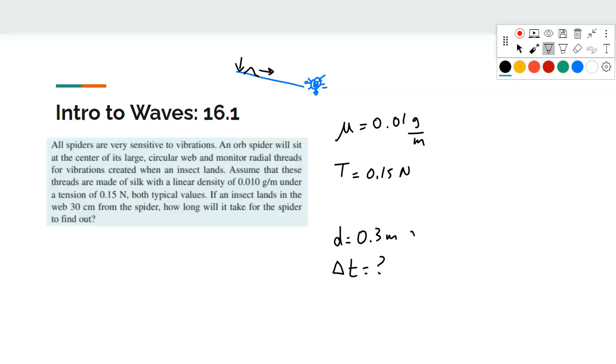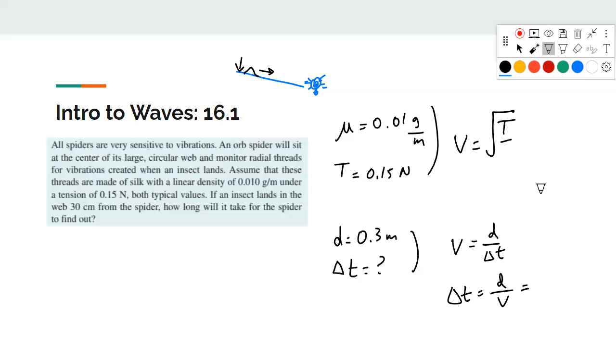Okay, so we can think about these two bits first. We know that velocity is the distance over delta T. So if we can just get the velocity of the wave pulse, then we can quickly get the time, since we already know the distance. And we have a velocity formula, root T over mu. So you can see that these wave pulse travel questions often are very straightforward. They're really designed to be relatively easy.